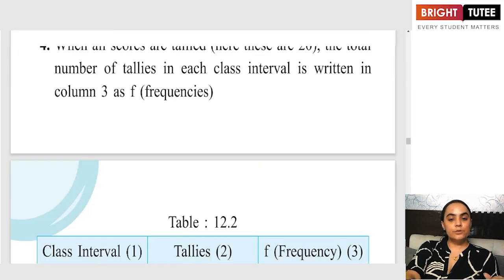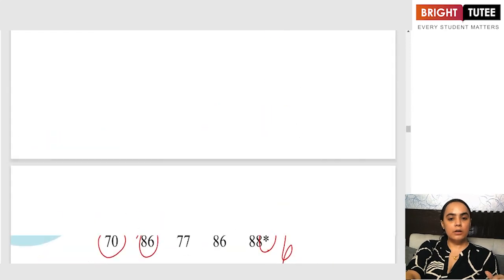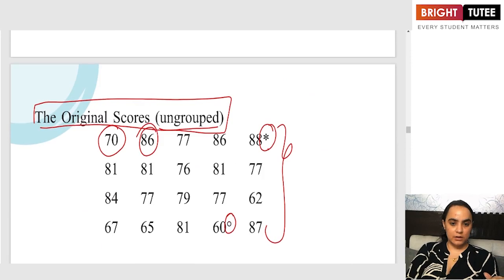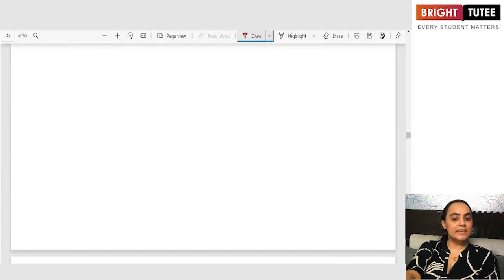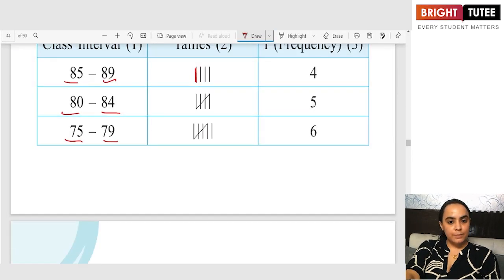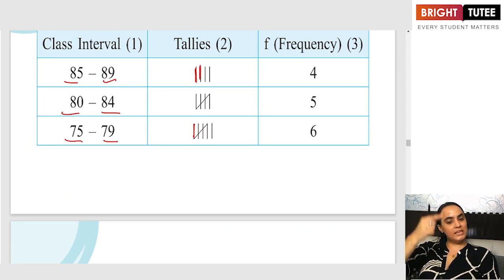Now let us look at the third number. What was the third number? The third number was 77. And next was 86 again. So 77, where will I put 77? It will lie between 75 to 79. And next was again 86. This way, you will just keep on putting the tally mark.